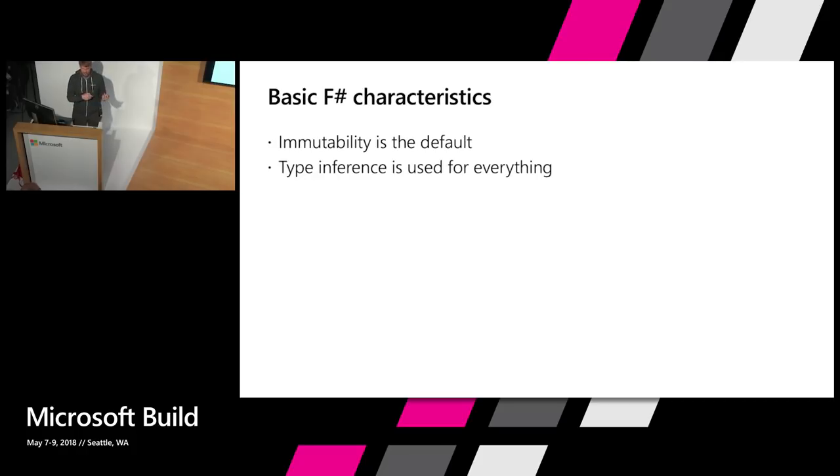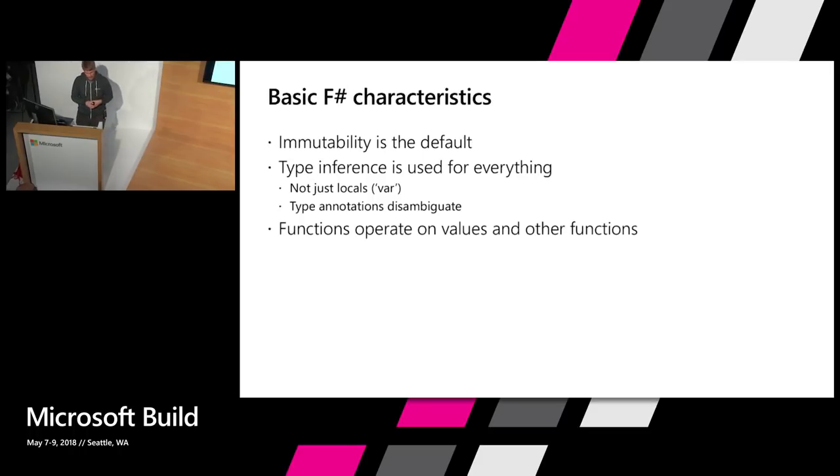This is something that you can do yourself if you want. And in a very few edge cases, you have to disambiguate a type or something like that. But for large swaths of F# code, if not the majority of it, everything will just be using type inference. Right? So it's not just locals. Use type annotation to disambiguate.